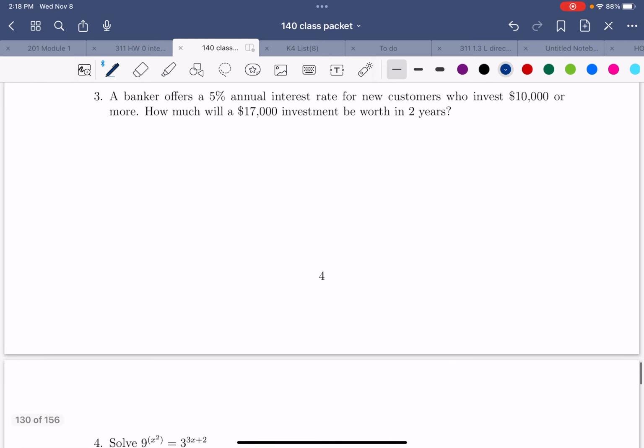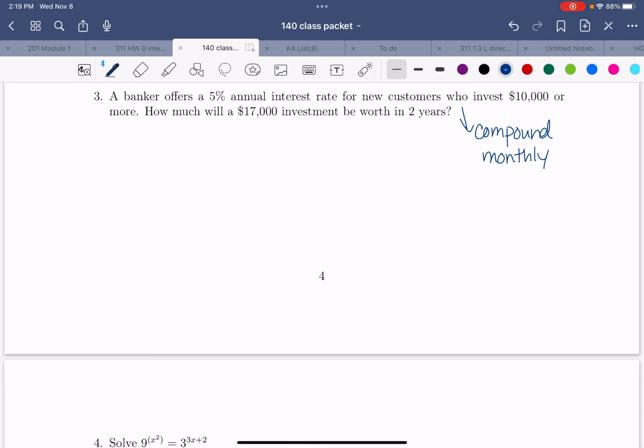Number 3, a banker offers a 5% annual interest rate for new customers who invest $10,000 or more. How much will a $17,000 investment be worth in 2 years? Now we're going to assume here, typically banks compound monthly. That was my miss. I did not type that out to you. It will always tell you how they want it to be compounded.